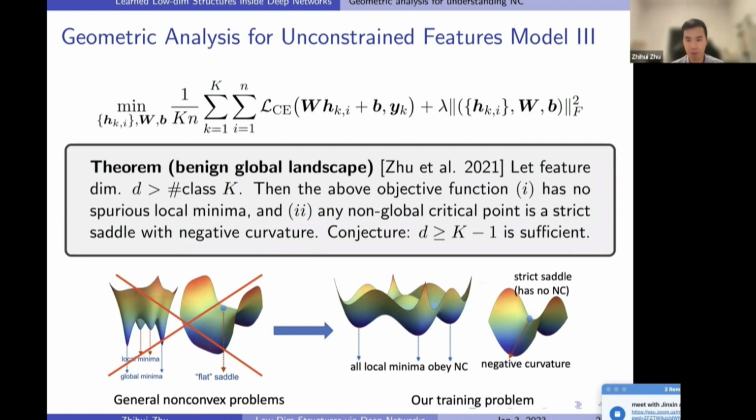Fortunately, for our training problems, we can show that the problem has a very benign landscape. In particular, any local solutions are global solutions, and they have these neural collapse properties. And any critical point that is not a local minimum is indeed a strict saddle with negative curvature. If you remember, it means that if we look at the Hessian of this loss function at this point, it has a negative eigenvalue. So if we run gradient descent, we will easily avoid those points.